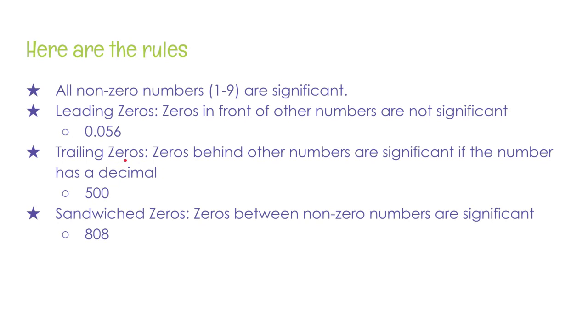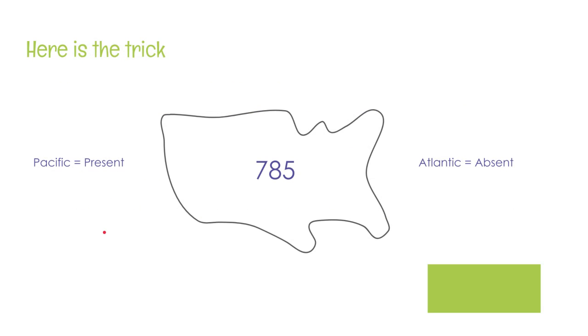So your trailing zeros are only significant if the number has a decimal. Then we have sandwich zeros, which are zeros between other numbers, and those always count. So in this case, I'm saying I have 8 hundreds, 0 tens, and 8 ones. Those 0 tens are important.